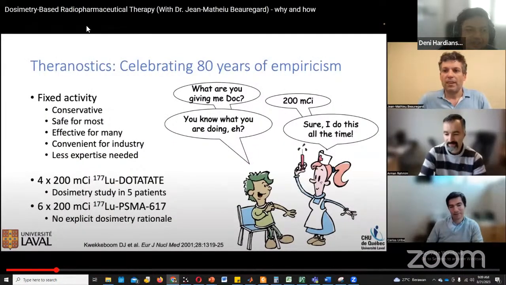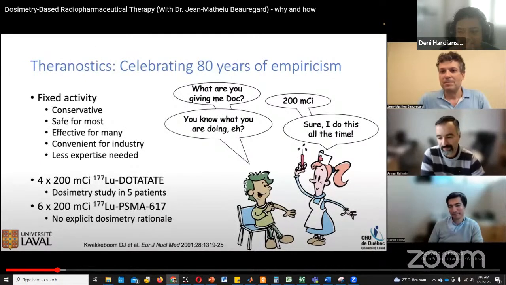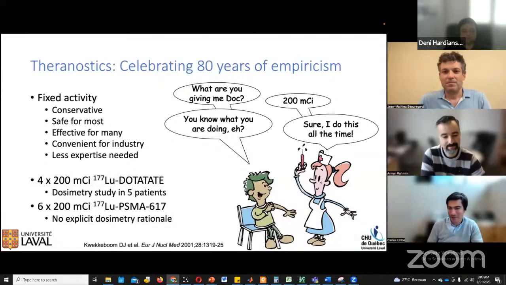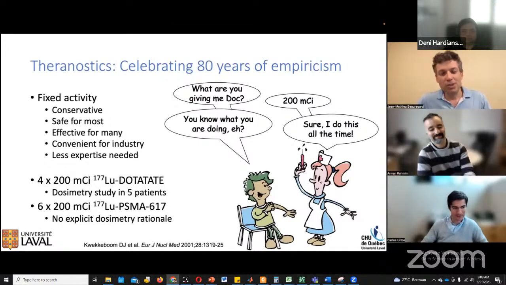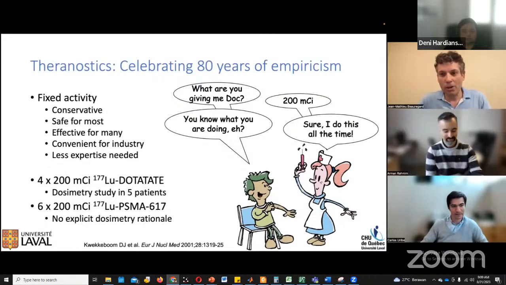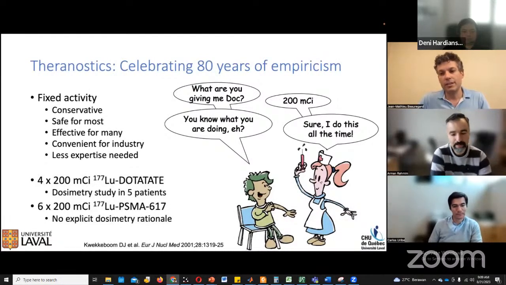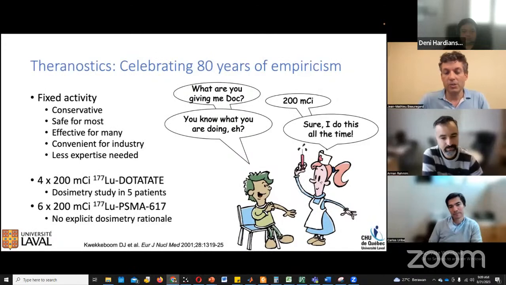Okay, let's continue. So yeah, that's a question that many people ask me. It is a question that I have myself. Where does that 200 millicurie or that 7.4 gigabecquerel, we're basically injecting that to everybody, where does that number really come from? Yeah, right. It comes from not much, actually. 200 millicurie has been popularized with radioactive iodine, iodine 131, although it's a very different radioisotope than lutetium.